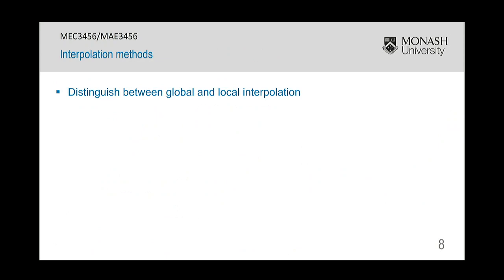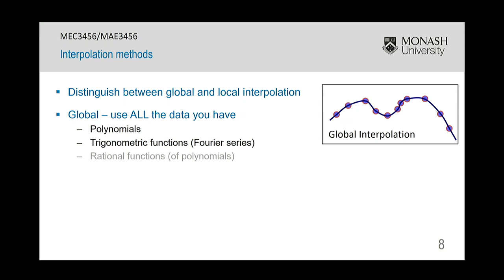The final thing we need to worry about when it comes to looking at interpolation is we need to distinguish between global and local interpolation. So in global interpolation, we use all of the data that we have. So we fit one function to all of the data, and typically we would be fitting maybe a polynomial or a trigonometric function, for example, a Fourier series, or something called rational functions. We're not going to really be looking at rational functions in this unit.